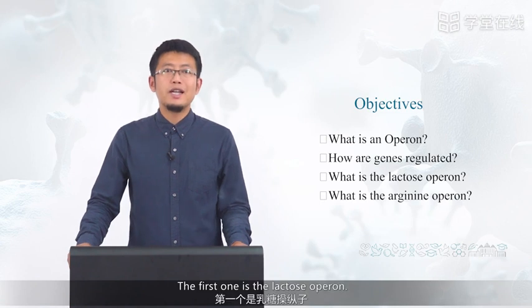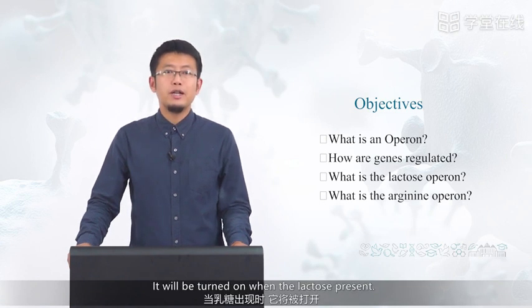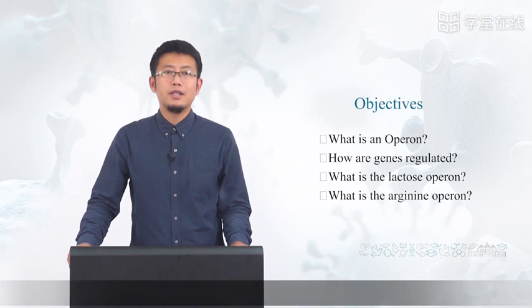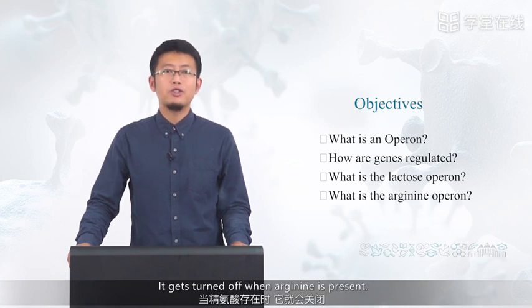We'll explain the different situations. The first one is the lactose operon. It will be turned on when lactose is present. The other one is the arginine operon. It gets turned off when arginine is present. So they are slightly different. One is induced, the other one is repressed.